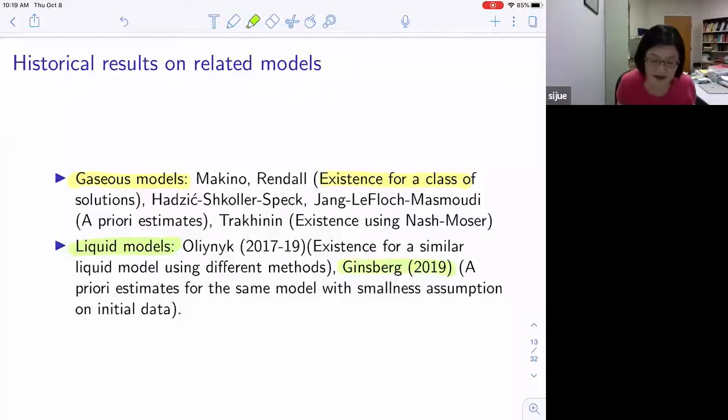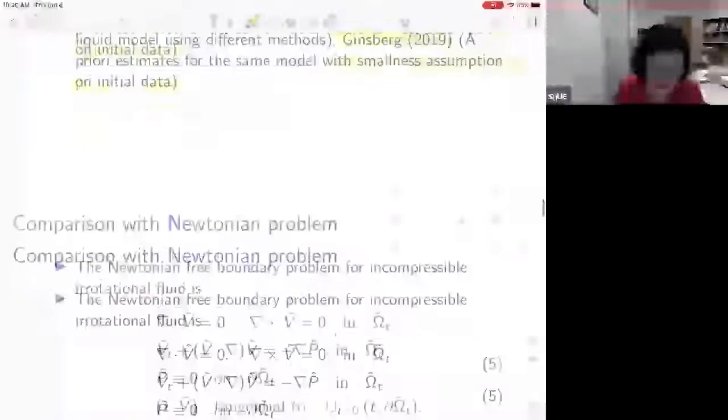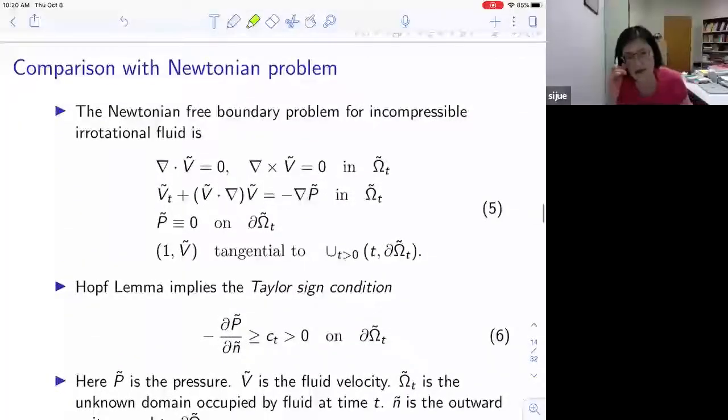What Ginsberg did is he proved an a priori estimate for the same model, but with a smallness assumption. This smallness assumption basically says that he can perturb the Newtonian model by a little bit. So his method is really much based on the Newtonian, and he did a perturbation, so he can find a priori estimate. So our result does not require any smallness, okay? And we also have the existence and well-posedness, okay?